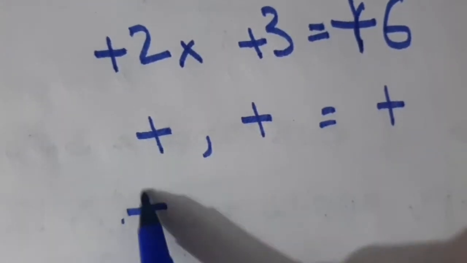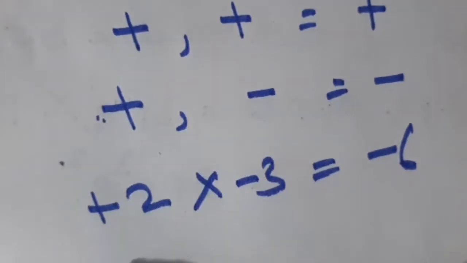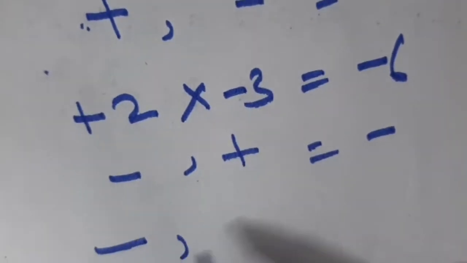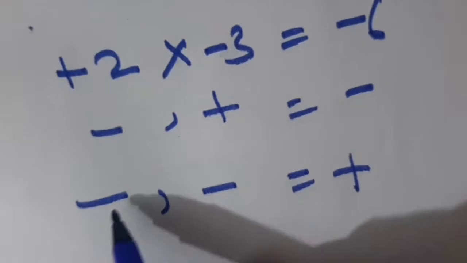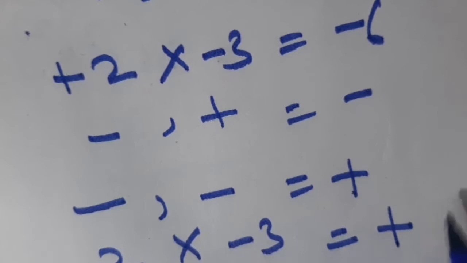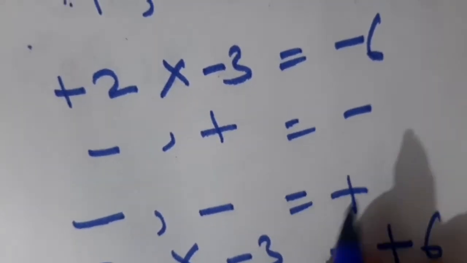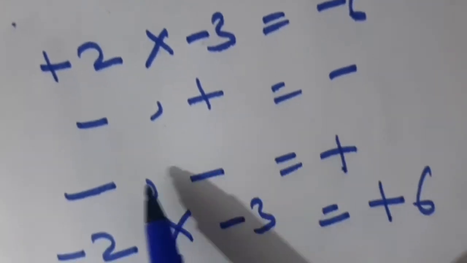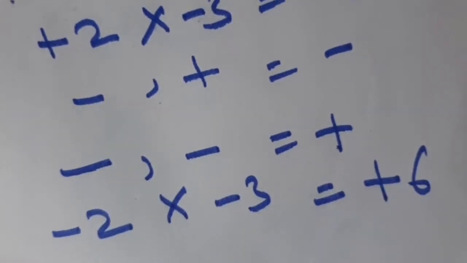Secondly, plus into minus is minus. If it is plus 2 into minus 3, then the answer will be minus 6. And in the same way, minus into plus is also minus. And minus into minus is plus. Suppose it is minus 2 into minus 3, it will be plus 6. Two minus signs become a plus sign. So revise once again. Plus into plus is plus. Plus into minus is minus. Minus into plus is minus. And minus into minus is plus.